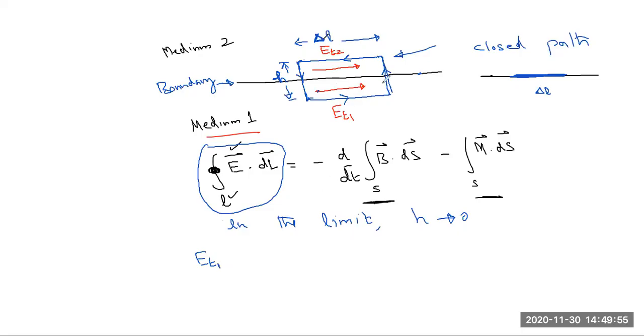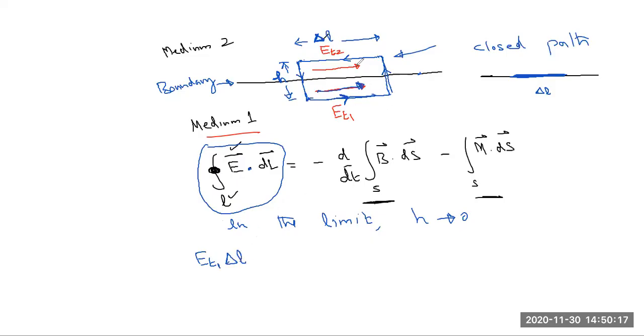And because this path and this ET1 are in the same direction, it means in the dot product you have cos of 0. So it means you get ET1 delta L.